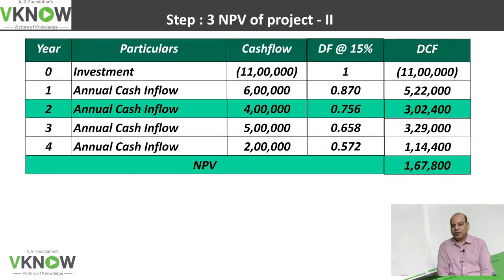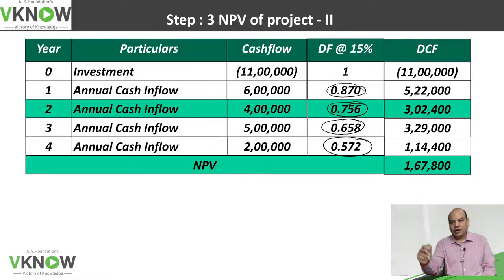NPV comes to 1,67,800. Very good, approximately you are right, because I have used 3 digits. You can use 4 digits, 5 digits. You can do directly also. So this will change slightly. Don't worry. 1,67,800 or around 1,70,000 something is okay.